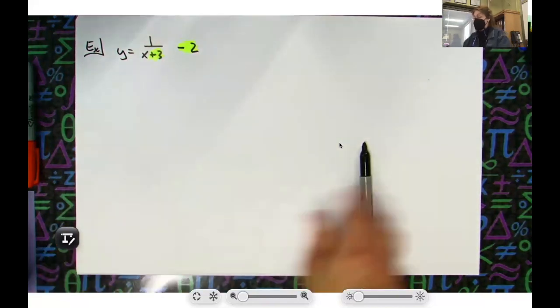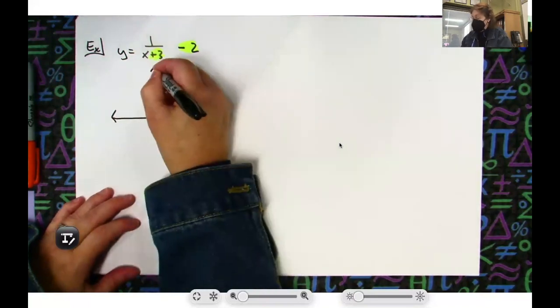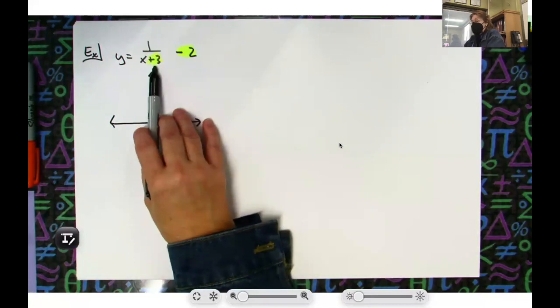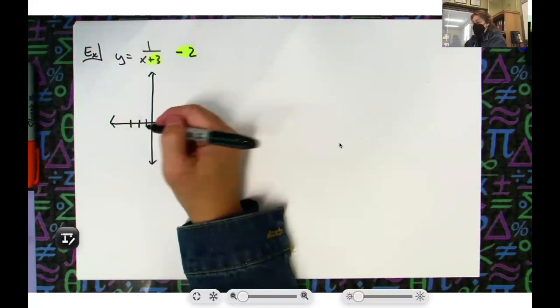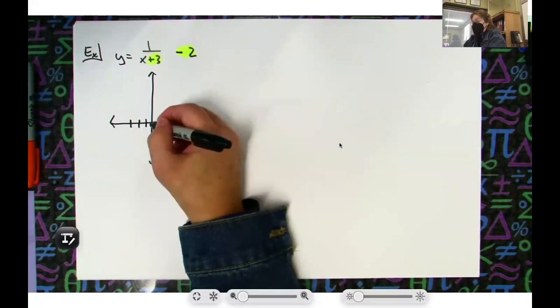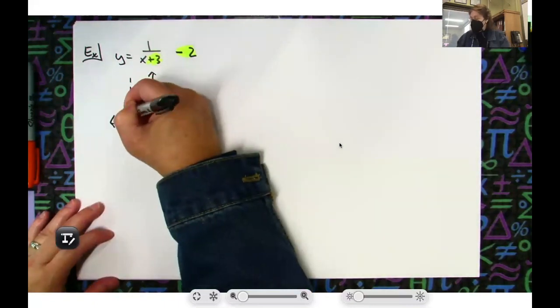All right, so start with the set of axes. That plus 3 tells us how we're going to move left or right, opposite. So left 3. So 1, 2, 3. Now the difference here, what I'm actually shifting is my horizontal and vertical asymptotes. Okay, so when I go left 3, I'm going to put in a vertical asymptote.